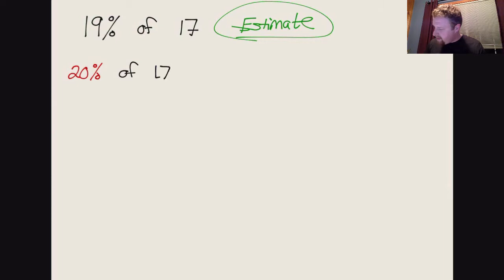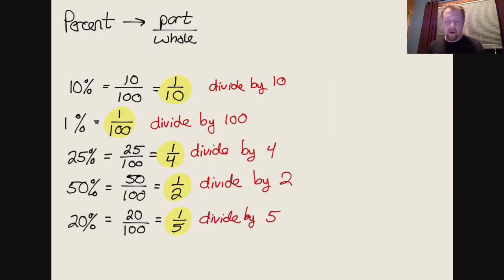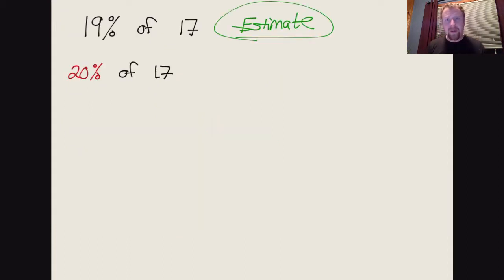of 17. Okay, notice that I've changed that number just a little bit. Now, go back to my table here. 20% is really 1/5 of the whole. Okay, I'm really working with only one part, 20% of the total 100%. So, if 20% of 17 is only 1/5 of 17, then all I really need to do is take 17 and divide it by 5.